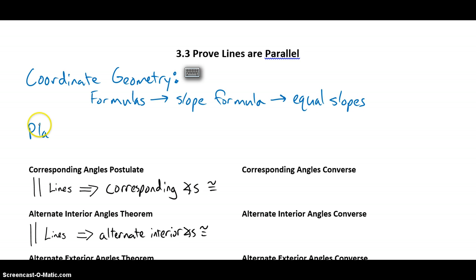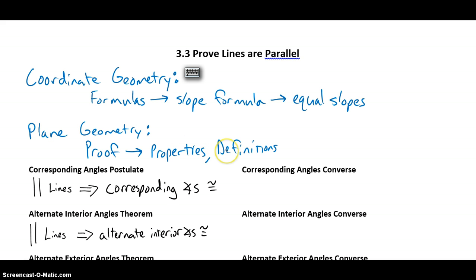In plane geometry, in order to prove that two lines are parallel, we need to write a proof. And to write that proof, we need properties, definitions, postulates, and theorems. So we need to find some postulates and theorems that will prove lines parallel. Well, we have some postulates that involve parallel lines.